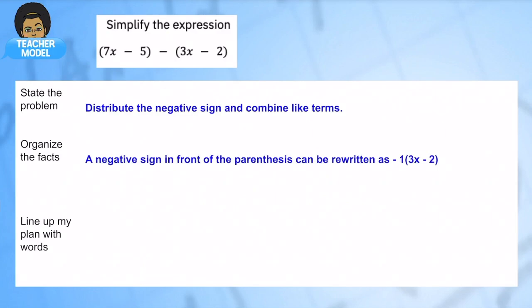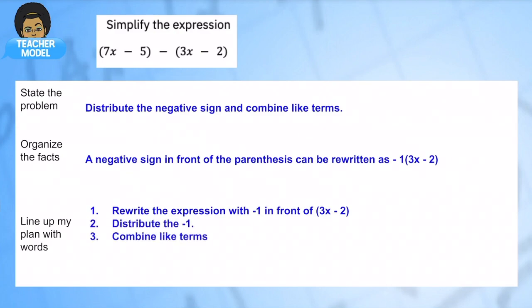So that negative sign in front of the parentheses, we're going to learn to rewrite it as -1. So yes, we are subtracting that entire expression inside, the 3x minus 2, but what we're going to do is rewrite it as -1 times 3x minus 2. So one, you're going to see me rewrite the expression, and then you're going to see me distribute the -1, and finally we're going to combine the like terms, and that will be how we simplify the expression. Hit pause and jot this down and we'll get to work.